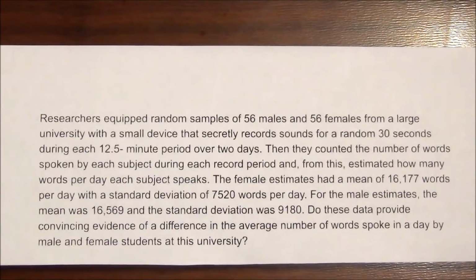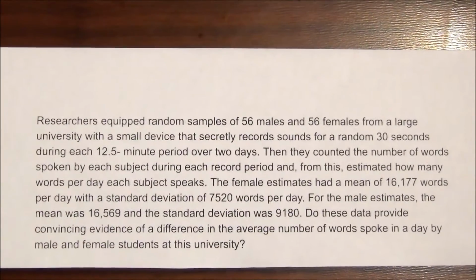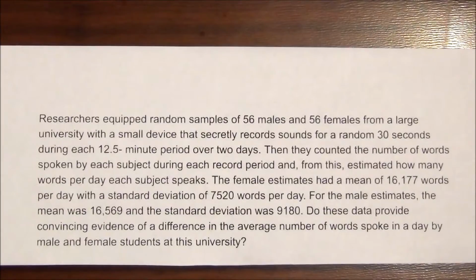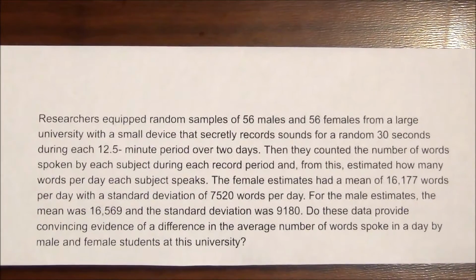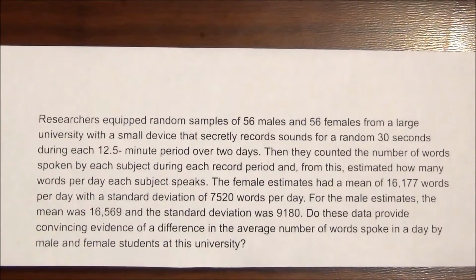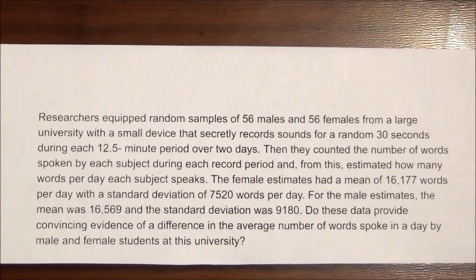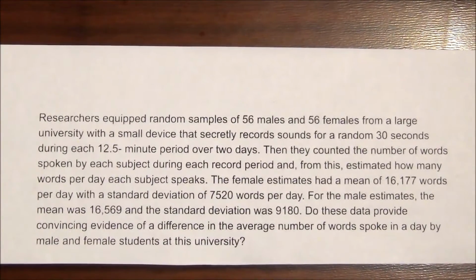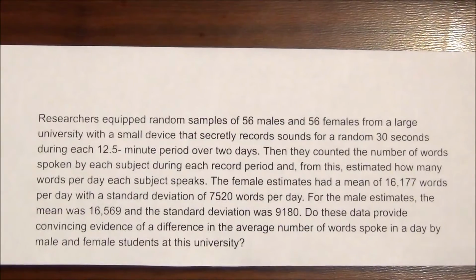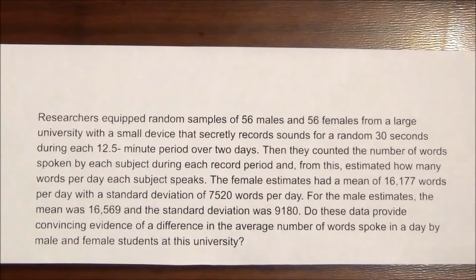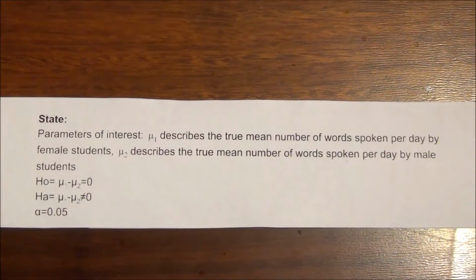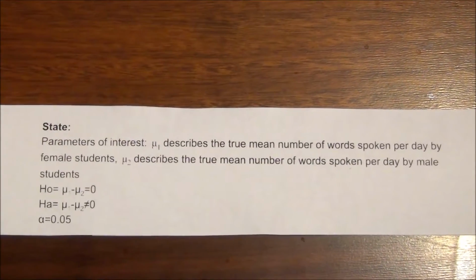To begin, let's read the problem. You can pause the video right here to read it. So basically, what we know is that both samples are size 56. The female mean and standard deviation is 16,117 and 7,520, and the male mean and standard deviation is 16,569 and 9,108. So according to the four-step method, we first state what our hypotheses are.